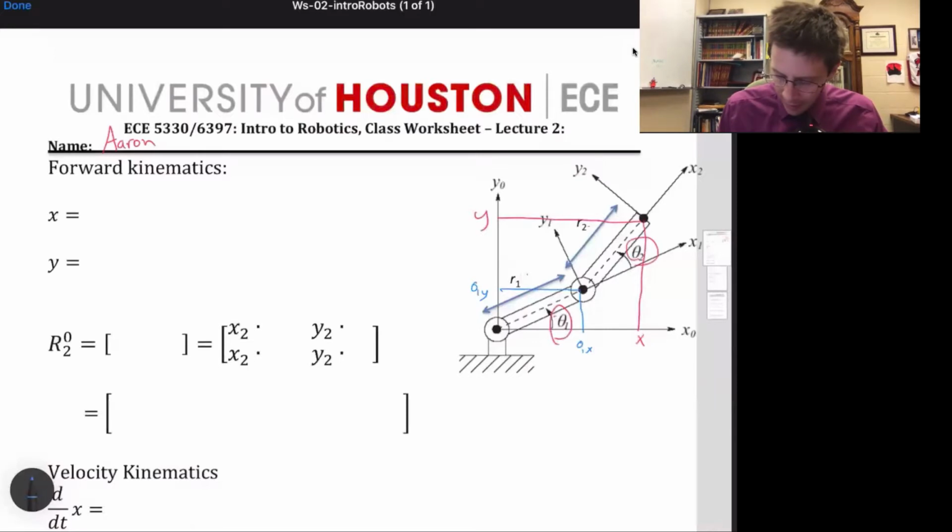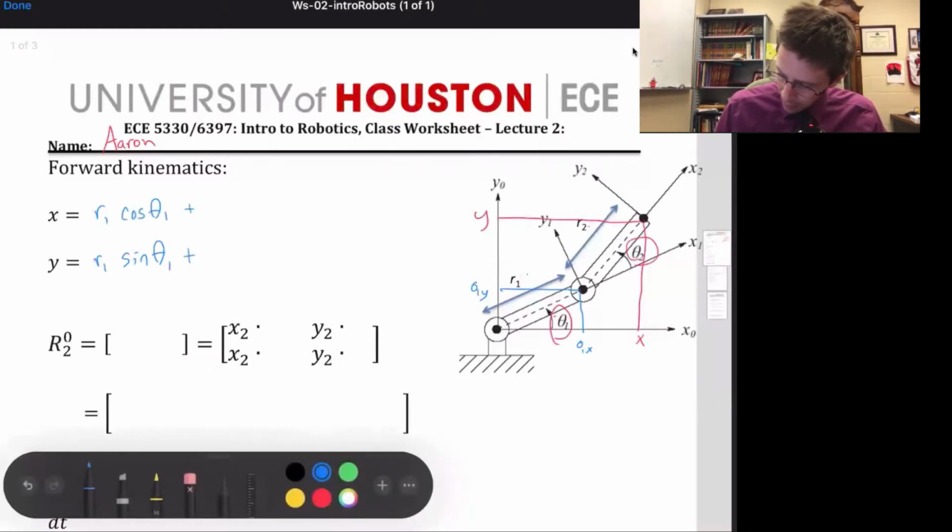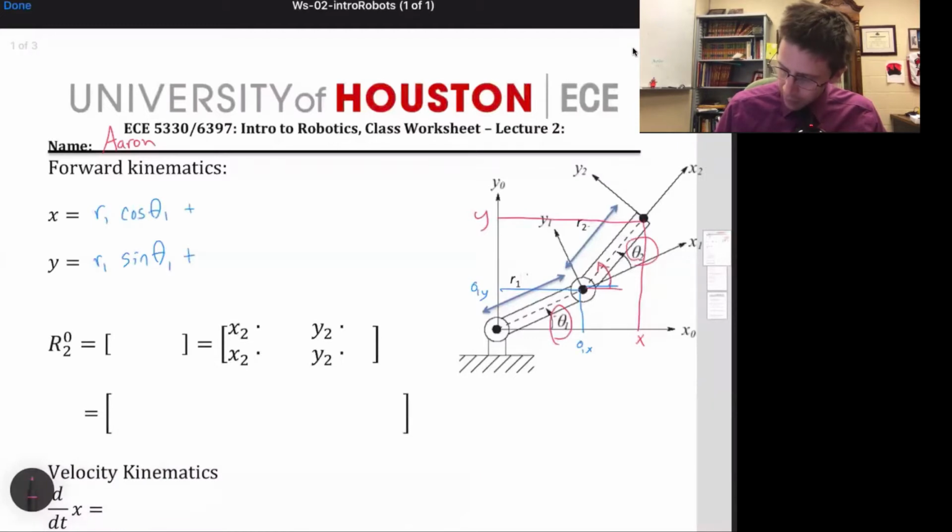And then we say that x is just equal to, well, how far do we go along this? This is r1 times the cosine of theta 1, and this is r1 times the sine of theta 1. And then we need to add in the additional distance, and that additional distance is going to be this r2. We're rotating that by theta 1 plus theta 2. And so that's going to be r2 cosine of theta 1 plus theta 2, and this is r2 sine of theta 1 plus theta 2. So much for that review.